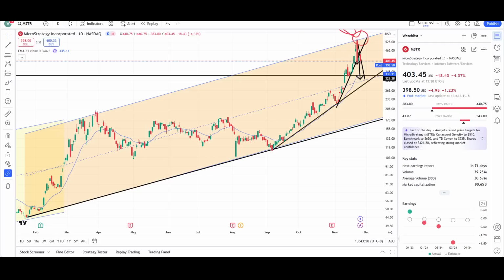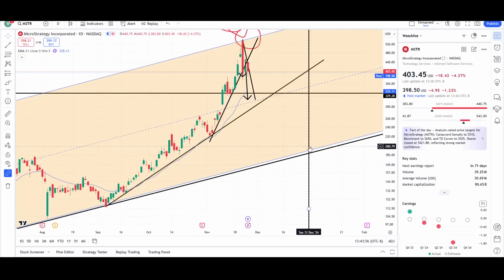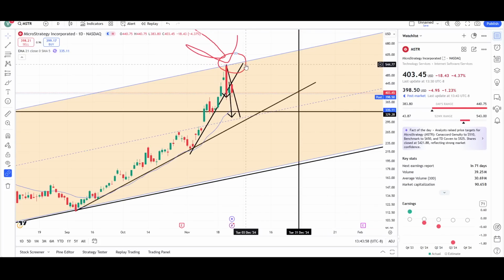So the weekend is over, guys. So you know what that means. The market has opened up and MicroStrategy has traded down lower. So it looks like that short-term momentum to the upside, represented by this bullish trend line, was broken. And it looks like we're seeing follow through towards the downside.